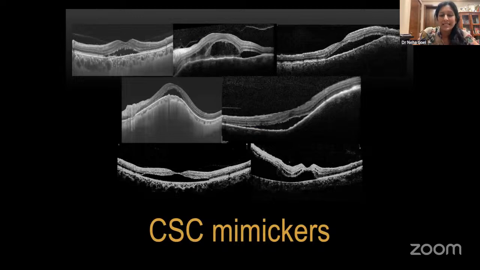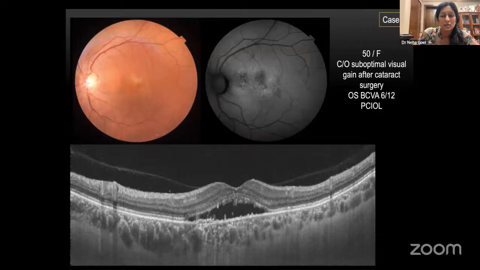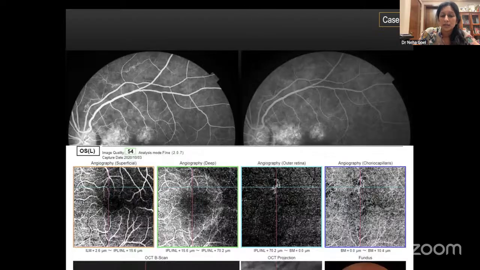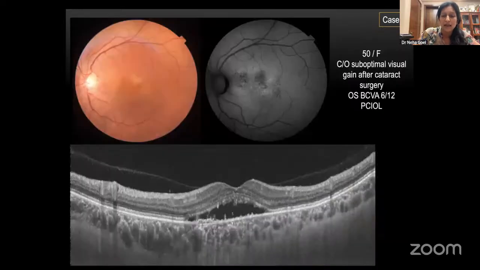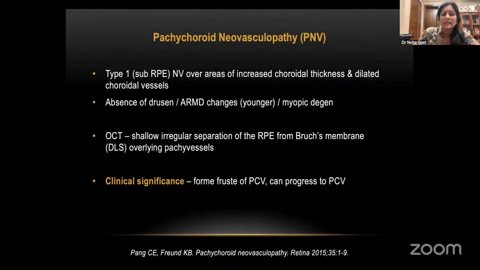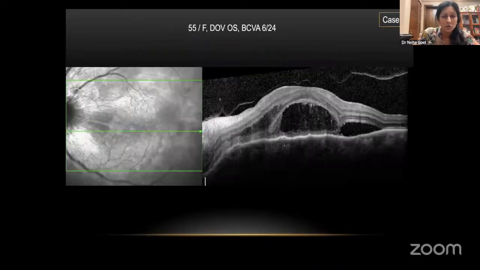So now coming to the CSC mimickers, and this I'll be discussing with the help of certain cases. This was an elderly male who complained of suboptimal visual gain after cataract surgery. He was 6/12. We can see this neurosensory detachment with some elongated photoreceptor outer segments, ill-defined leakage on angiography. But look at the OCTA here. We see a neovascular lesion. And if you go back and look at the OCT carefully, then there is the presence of a double layer sign, which suggests that this is pachychoroid neovasculopathy, which we are dealing with. This is basically a type 1 neovascularization, not a part of the AMD spectrum. And of course, the clinical significance is that this patient would need an anti-VEGF injection and not observation or lasers.